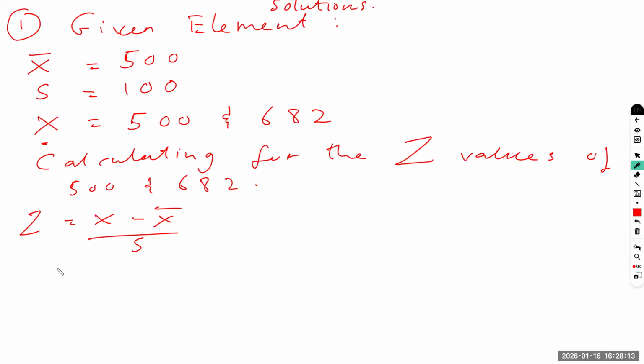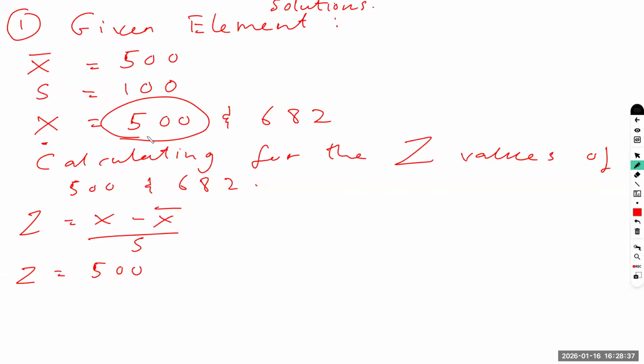So what are we doing? Z is equal to, now, what is our X? What's the first X we are solving? You said 500. Yes, 500.